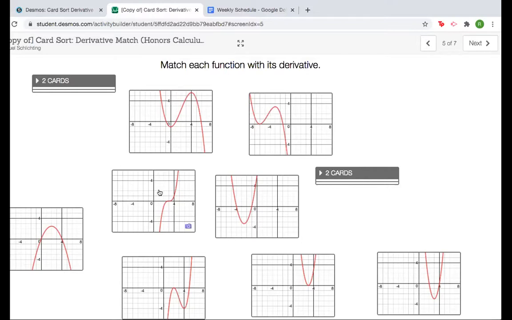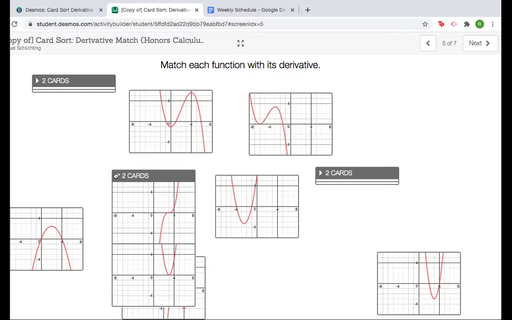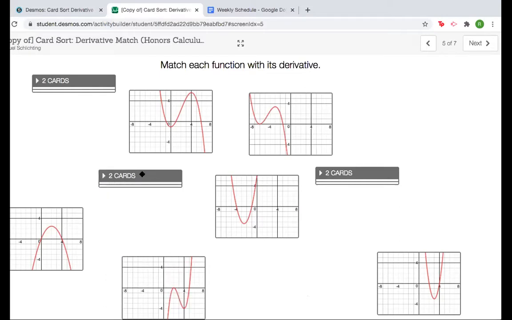This one. Okay. Yeah, match that one. I think that goes with this one. Yeah, that one. Perfect. All right, I'm leaving you. Thank you.